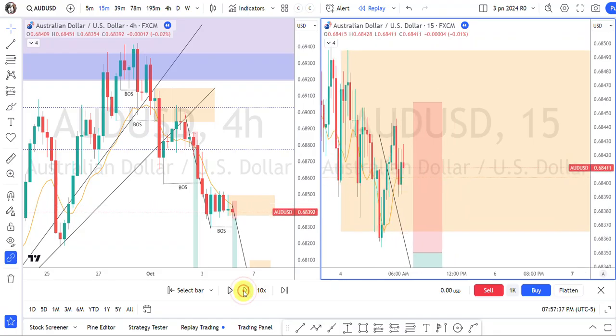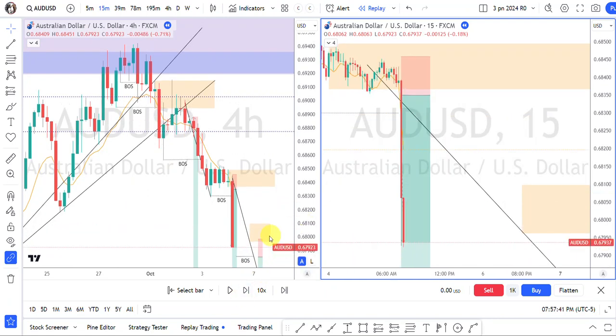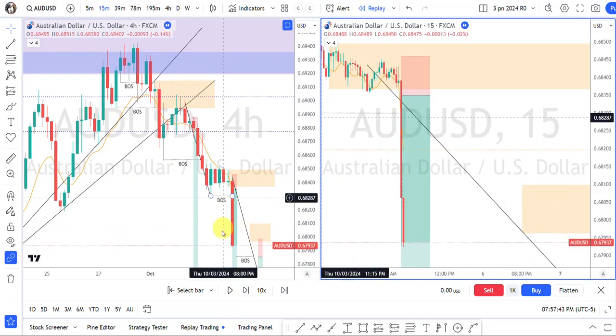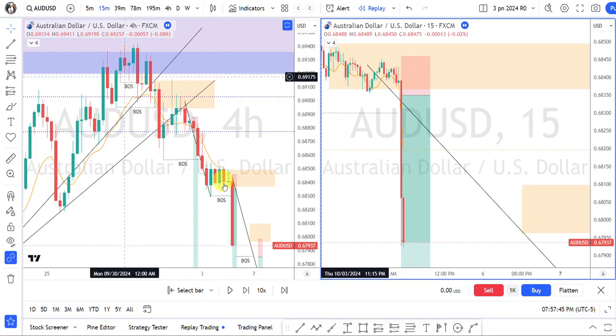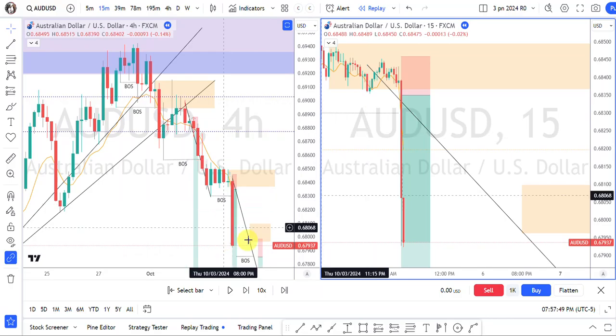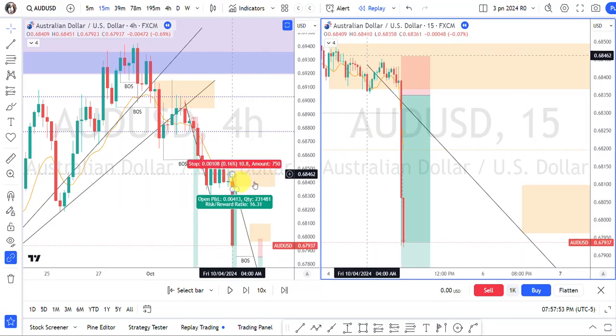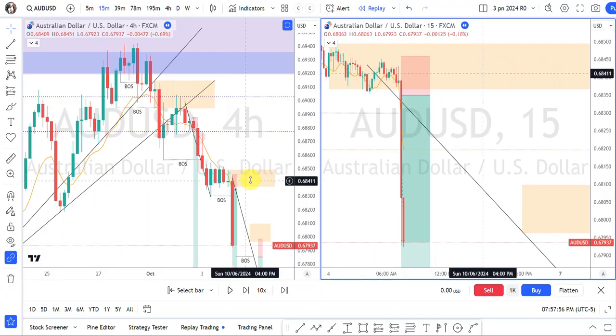Here, coming along, still waiting for, oh, there we go. Look at that. So there was a big break of structure. It came down. We know we have this downtrend behind us. So after break of structure, we are expecting it to bounce back some, possibly taking out the next order block ahead or wherever liquidity is.